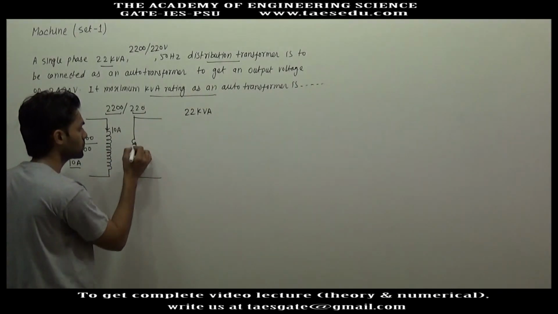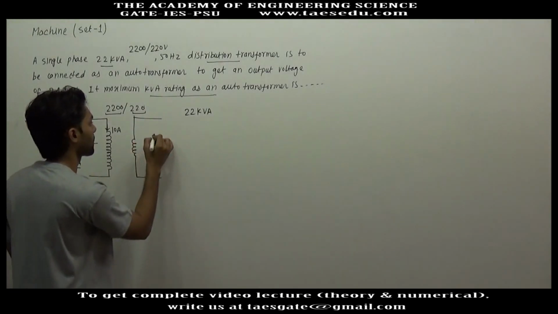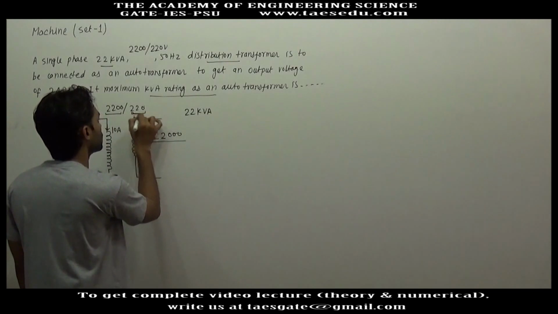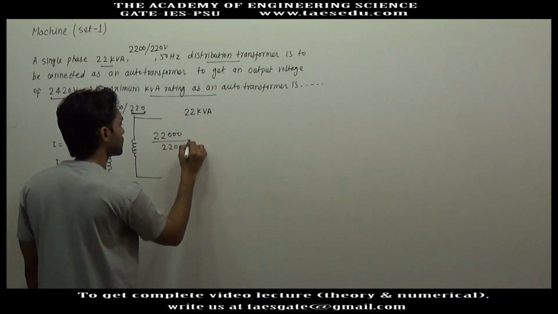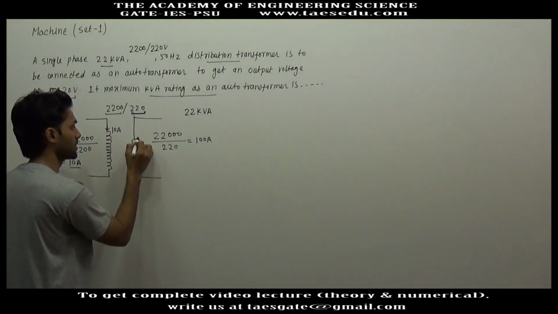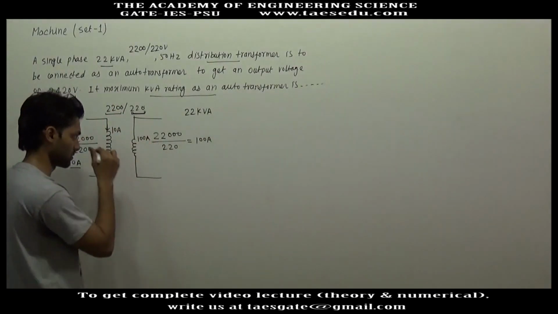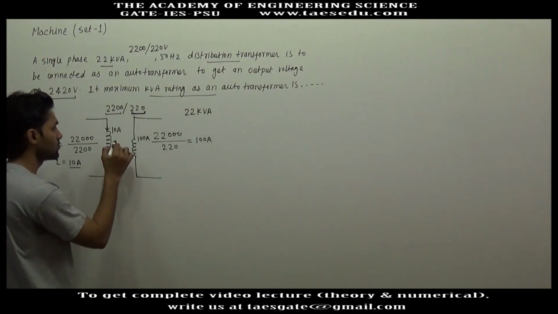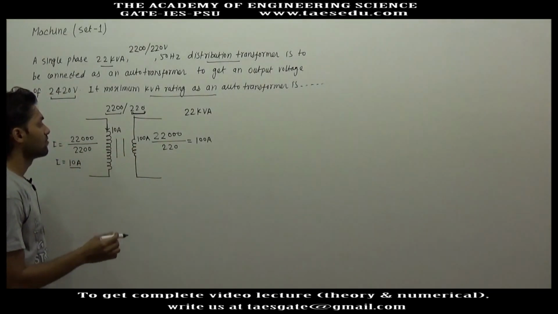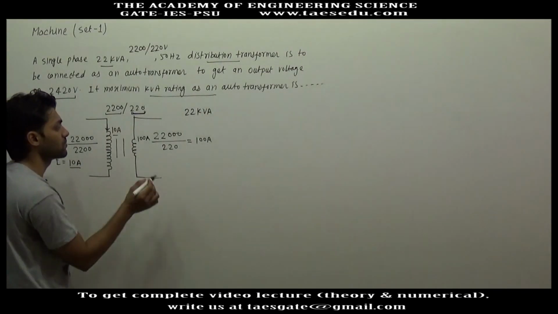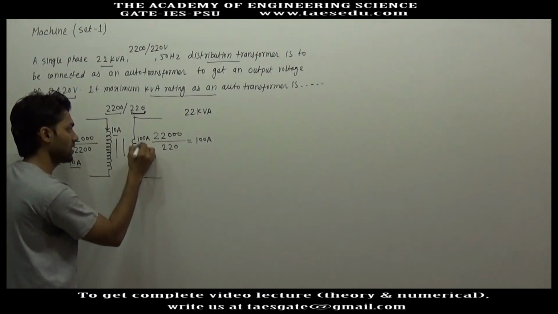Similarly, what is the current rating of this winding? Same kVA divided by voltage, which is 220 volt. This is 100 ampere. So current rating of this winding is 100 ampere. Okay, and from the turn ratio it is also obvious that when high voltage winding will carry 10 ampere, at the same time low voltage winding will carry 100 ampere.